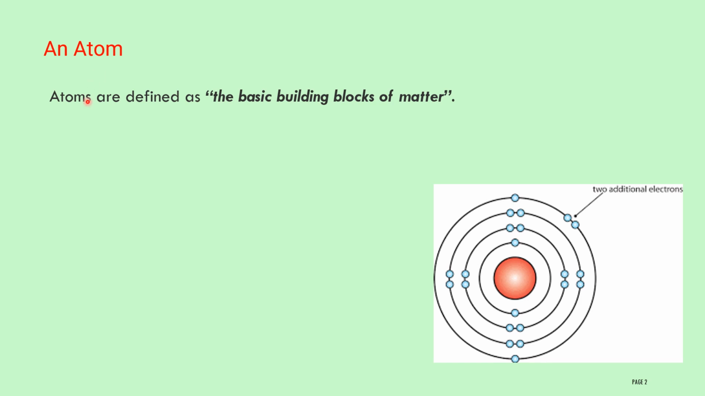An atom. Atoms are defined as the basic building block of matter. An atom consists of a nucleus at the center and electrons that revolve around the nucleus. The center of the atom contains the nucleus. The nucleus contains protons and also neutrons.